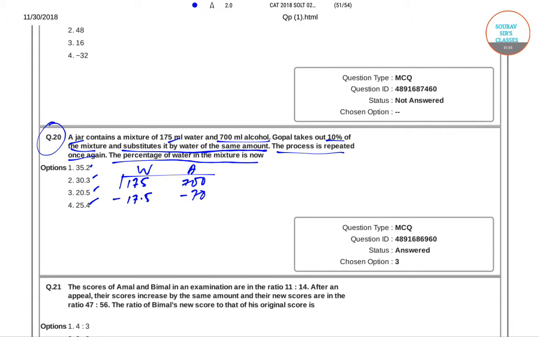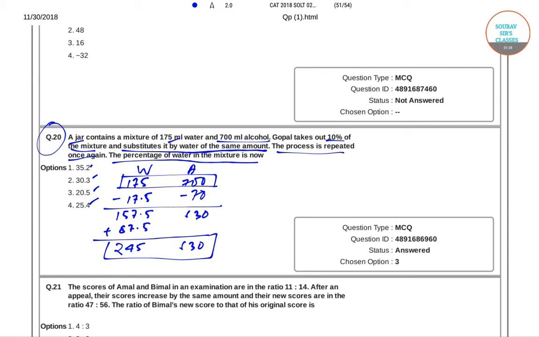So this gives us the values 157.5 and 630. Now what happens? The amount which has been taken out, basically 17.5 plus 70, which is 87.5, that amount of water is now added to the mixture. So plus 87.5. So the mixture that we now get is 245 ml of water and 630 ml of alcohol. So this is the mixture.